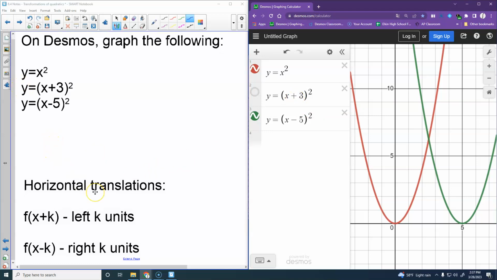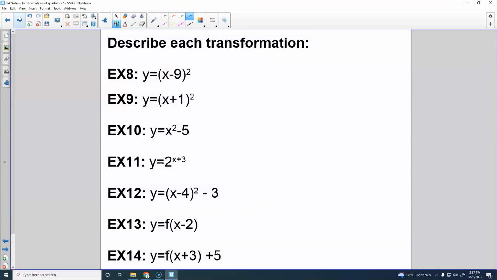So for horizontal translations, f of x plus k, where k has to be a positive number here, is going to move this left k units. And if we have f of x minus k, that's going to be right k units. And this is whenever we see this on the inside of the parentheses, not on the outside. So let's look at some examples, and we're going to describe each transformation.